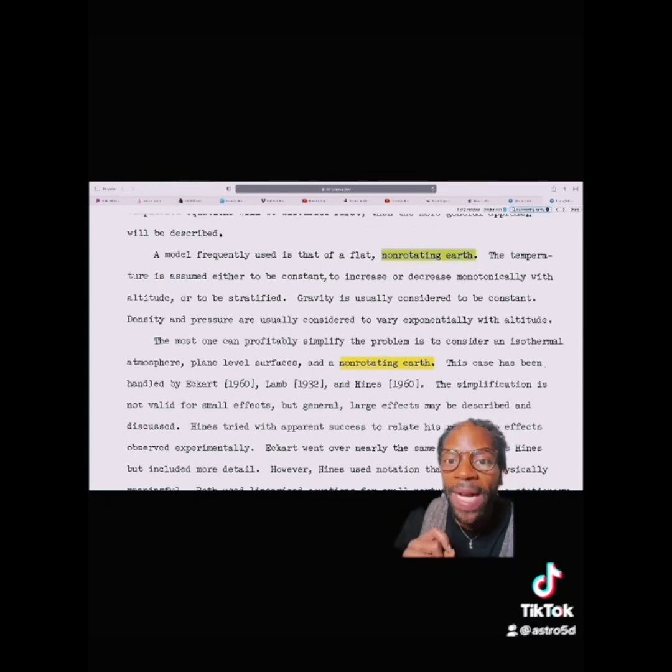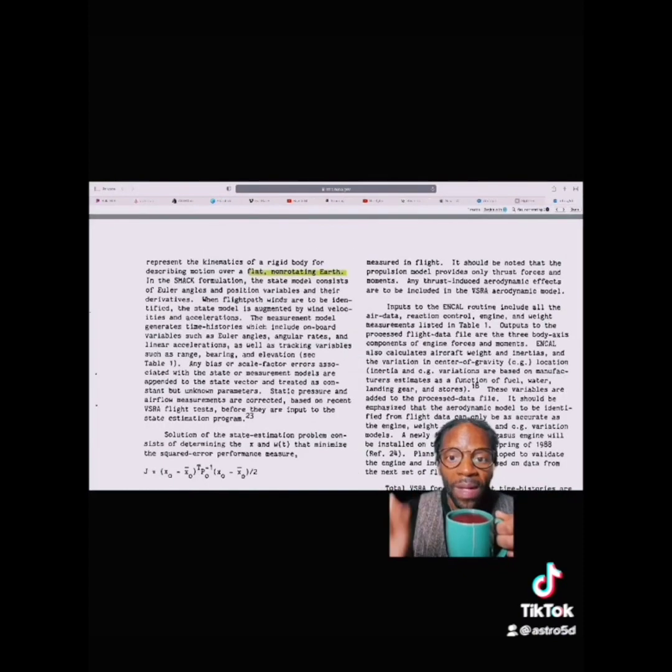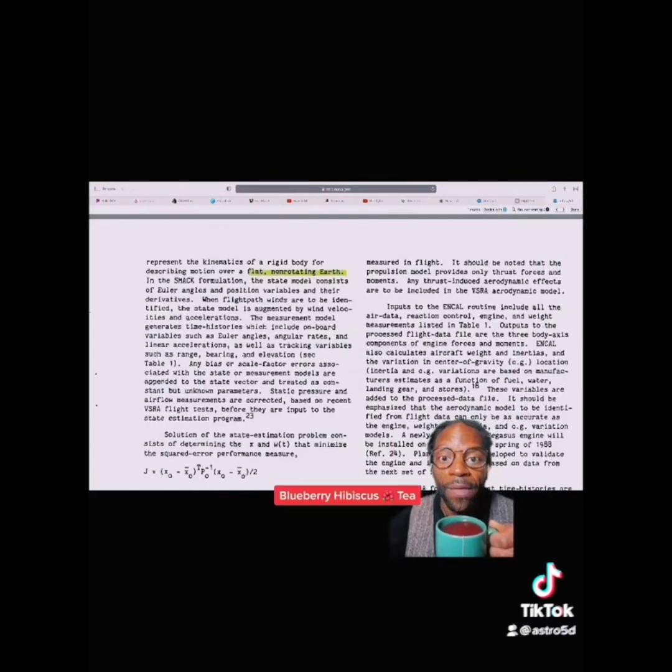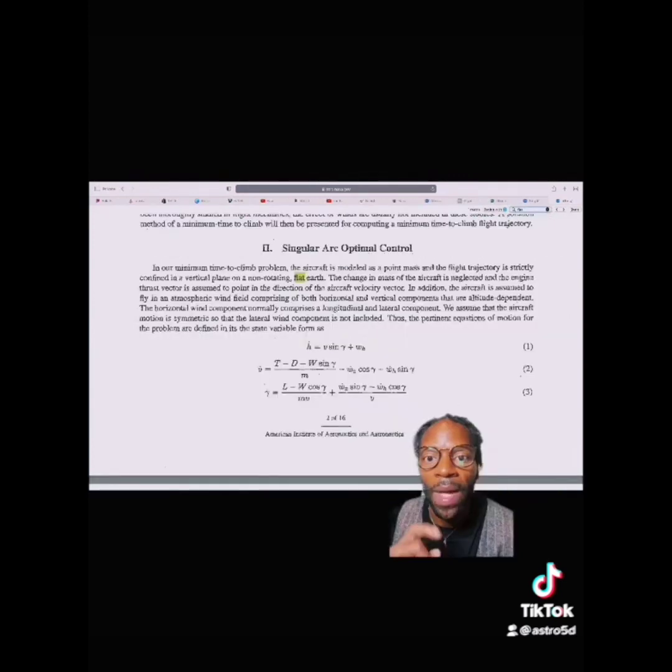The most one can profitably simplify the problem is to counter an isothermal atmosphere, plane level surfaces in a non-rotating Earth. Top left, represent the kinematics of a rigid body for describing motion over a flat, non-rotating Earth. That's hot. In our minimum time to climb problem, the aircraft is modeled as a point mass and the flight trajectory is strictly confined in a vertical plane on a non-rotating Earth.